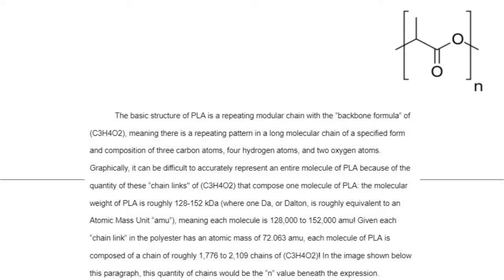The molecular weight of PLA is roughly 128 to 152 kDa, or kilodaltons, where 1 dalton is roughly equivalent to an atomic mass unit, or AMU, meaning each molecule is 128,000 to 152,000 atomic mass units. Given each chain link in the polyester has an atomic mass of 72.063 atomic mass units, each molecule of PLA is composed of a chain of roughly 1,776 to 2,109 units of C3H4O2. In the image shown, this quantity would be the N value beneath the expression.